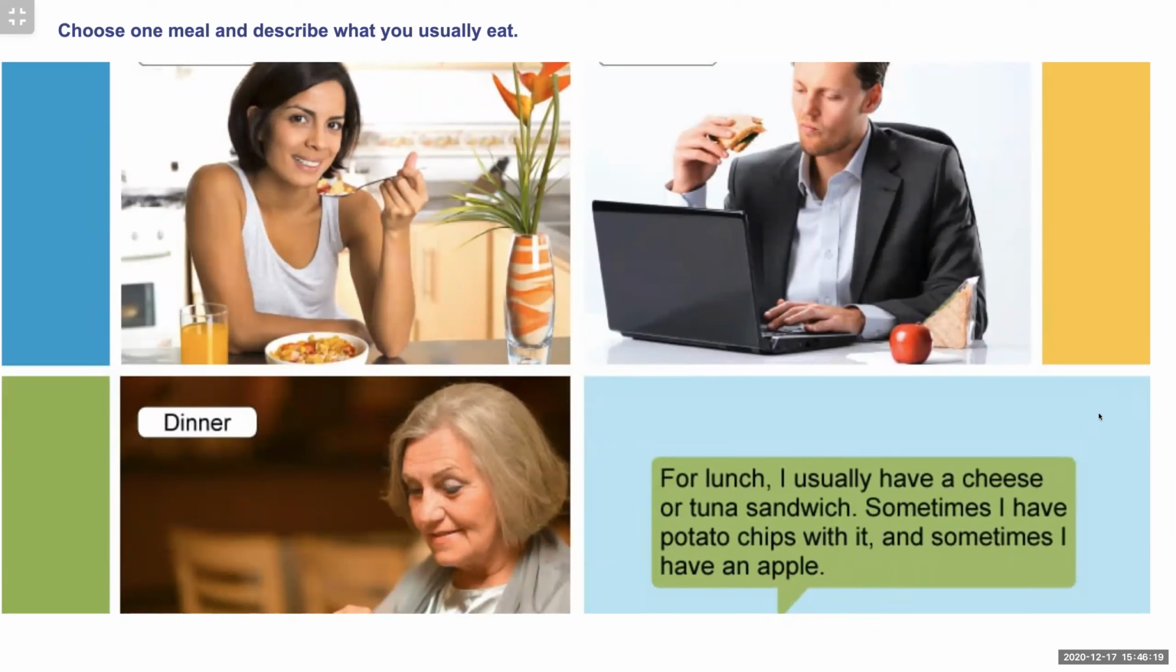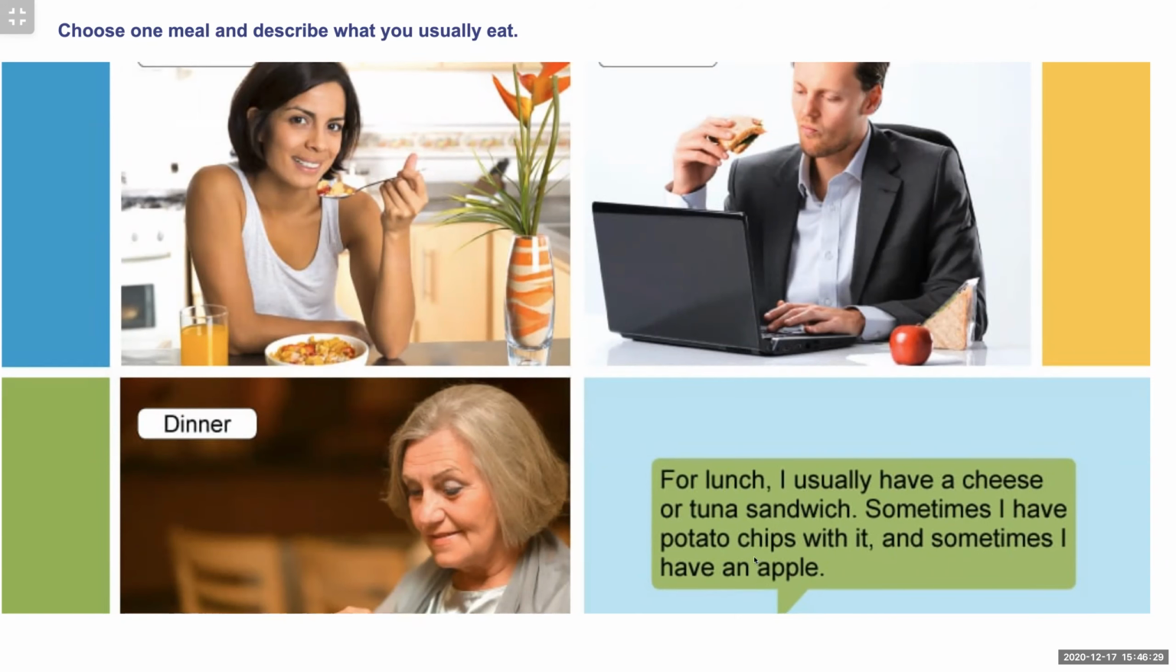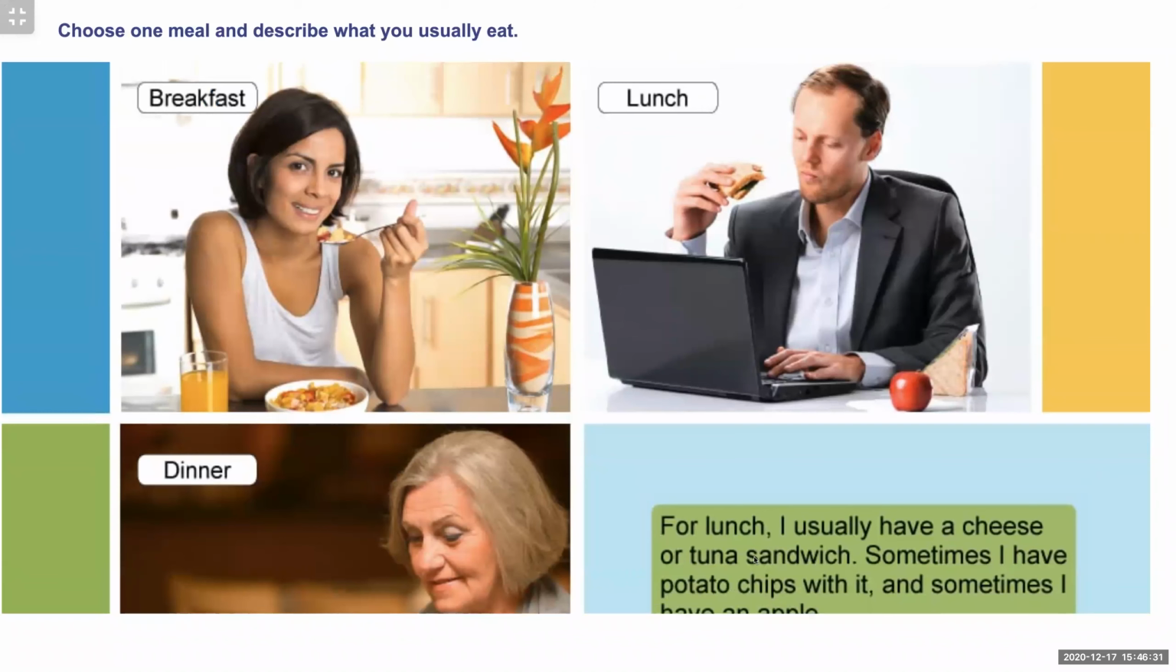For example, here we have, for lunch, I usually have a cheese or tuna sandwich. Sometimes I have potato chips with it, and sometimes I have an apple. I'm going to tell you, and I'm not going to write it. For breakfast, I usually have coffee, egg whites, and toast. For lunch, I'm bad. I have bad eating habits. I don't have lunch because I'm working all the time.